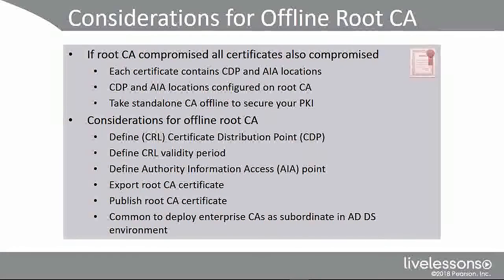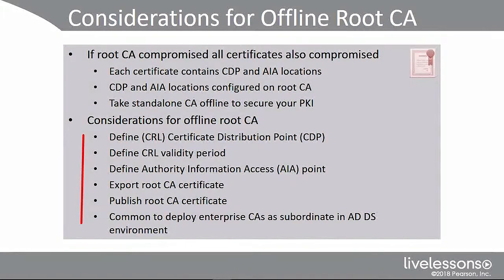I mentioned the idea you'll want to do this if you have a remote area and you're worried about securing your certificates. And the reason you have to worry about it, because if your root CA is compromised, all the certificates are also compromised. And each certificate contains CDP and AIA locations. Don't forget, your CDP was your certificate distribution point and AIA was your authority information access. Your CDP and AIA locations are configured on your root CA, but you could take your standalone CA offline to secure your PKI. Talk about alphabet soup, this is full of it.